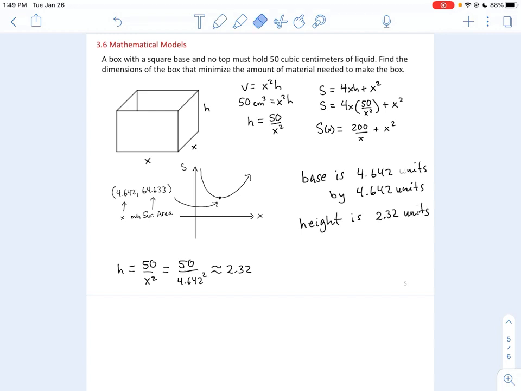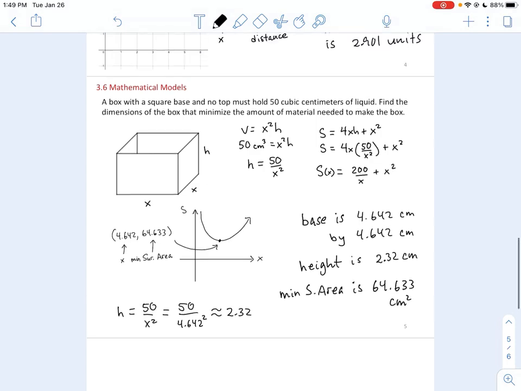Oh, and we actually know the units in this case. They were specified, so I can go in there and put in the correct unit. We're talking centimeters here. The volume will be 50. Like if you multiply these three numbers, you'll get the 50 cubic centimeters. And the minimum surface area is 64.633. And this is a surface area, so it's going to be square centimeters. Okay, I think we have adequately answered this question.